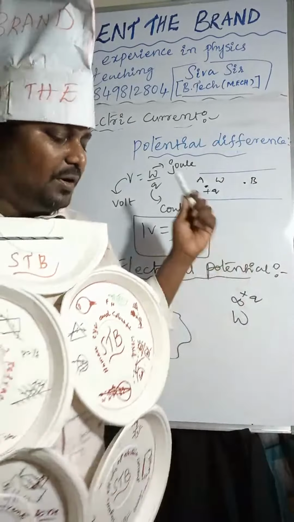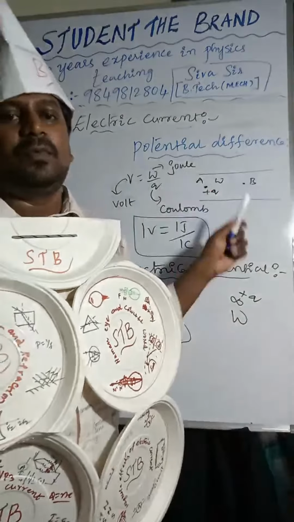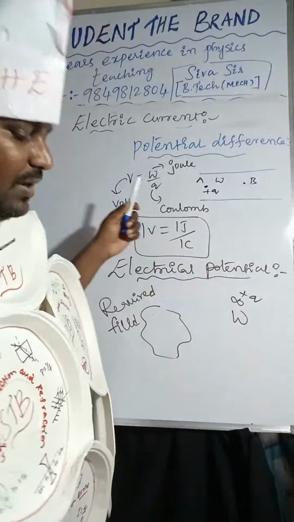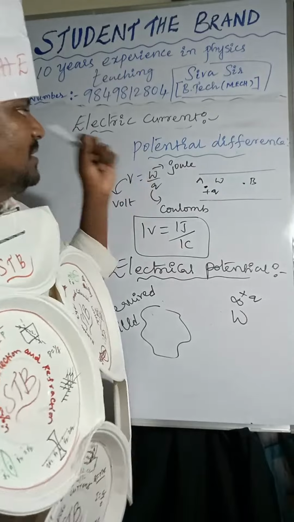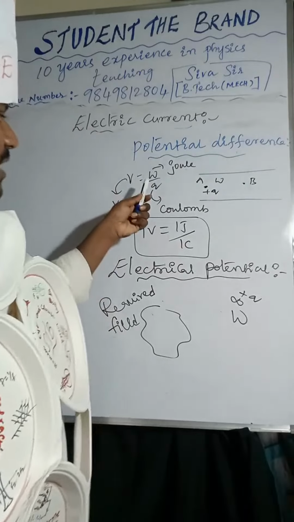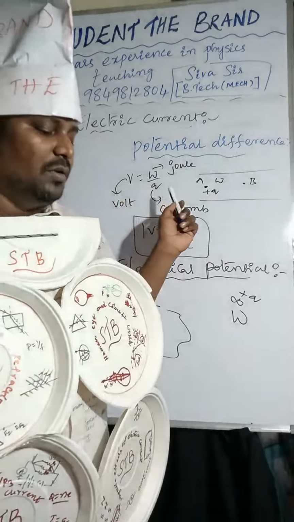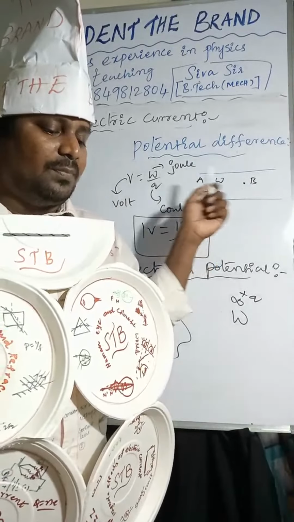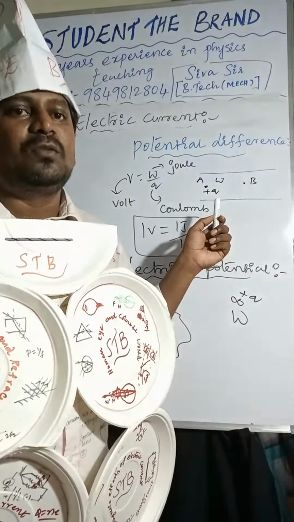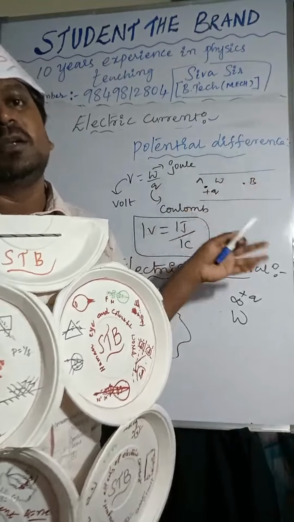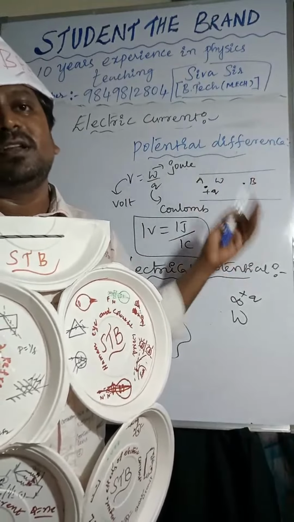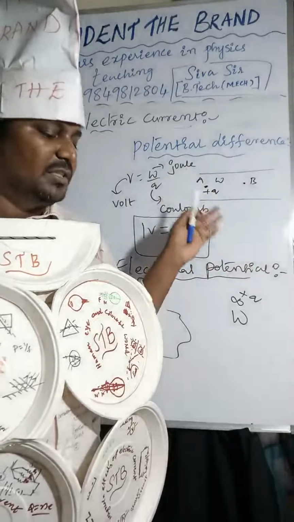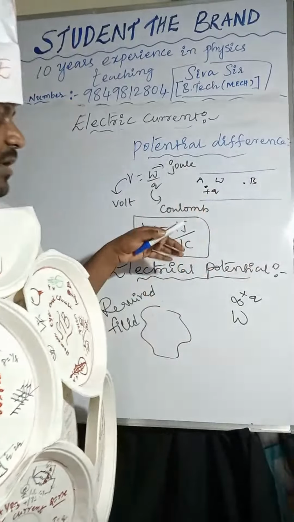from one point to another point within the conductor. This is called potential difference. So 1 volt equals 1 joule of work done to bring 1 coulomb of charge from one point to another point within the conductor.